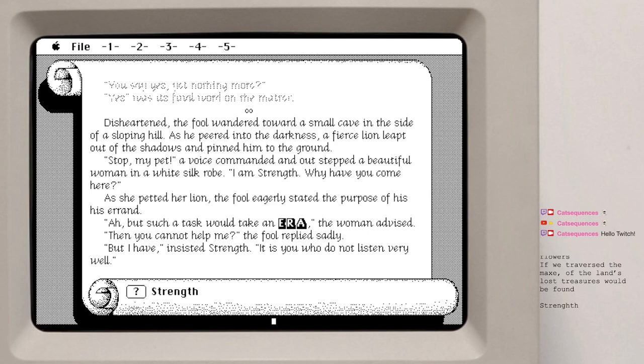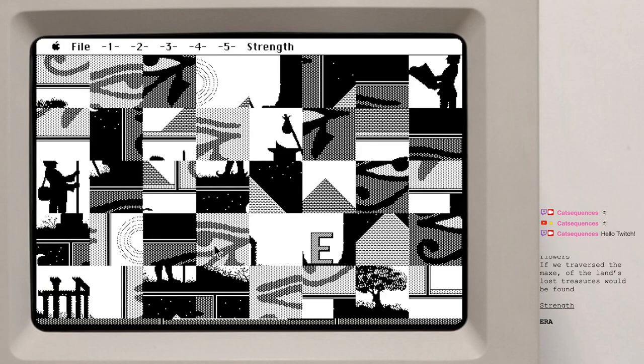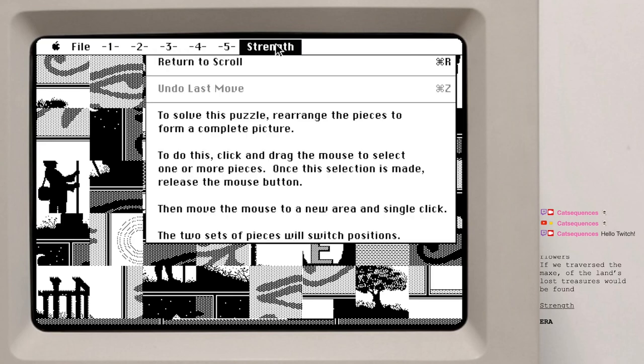Okay, I misspelled strength there. So, era. Let's put that in bold. I think there's a puzzle. I wonder what this is going to be. Should we do a puzzle? Anybody fancy a puzzle? Yeah, go on then. Oh! Is it like a sliding tile thing? Let's have a look at the thing.